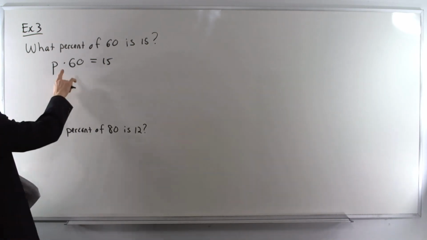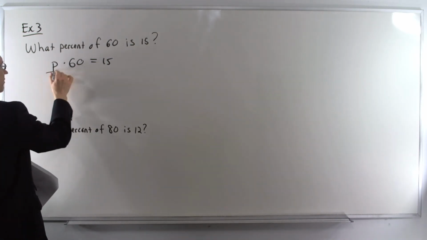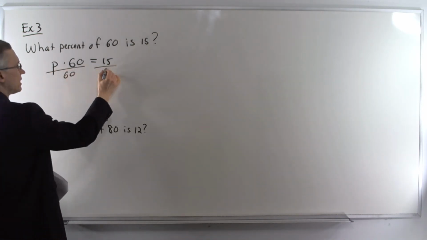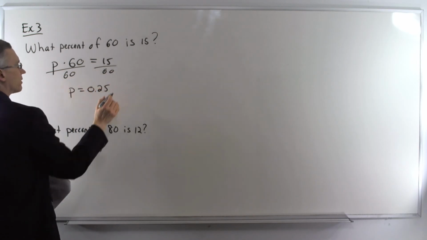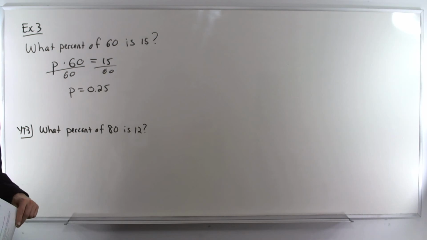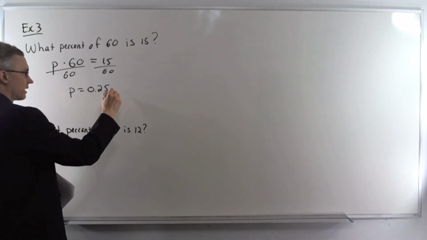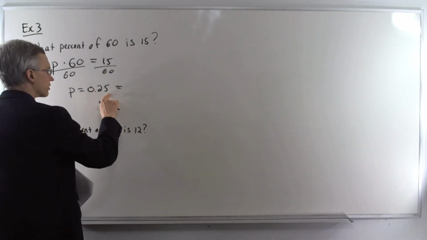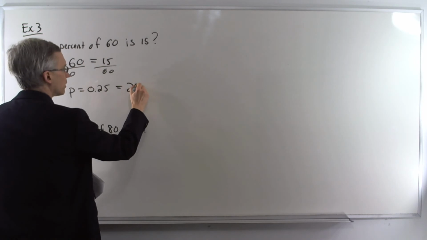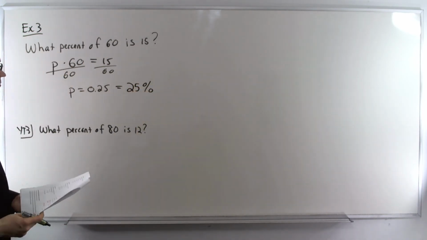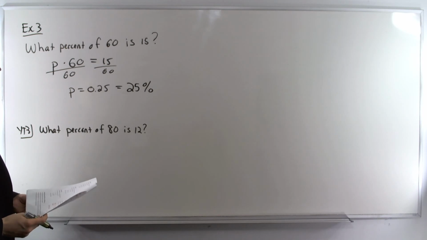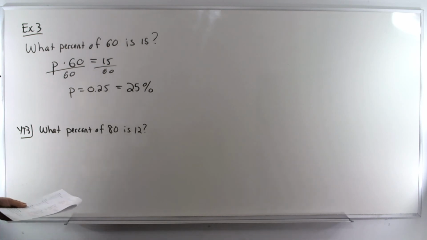All right, now we're going to divide both sides by the number being multiplied by the variable. So divide by 60, and P equals 0.25. Now the question asks for a percent, so we need to convert this to a percent. So we'll take that decimal, move it 2 to the right, and get 25%. So 25% of 60 is 15. Your turn, number 3.